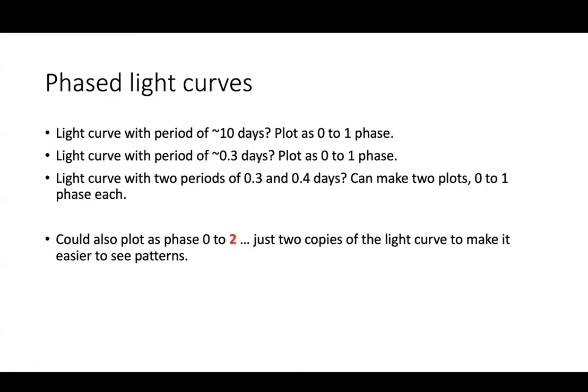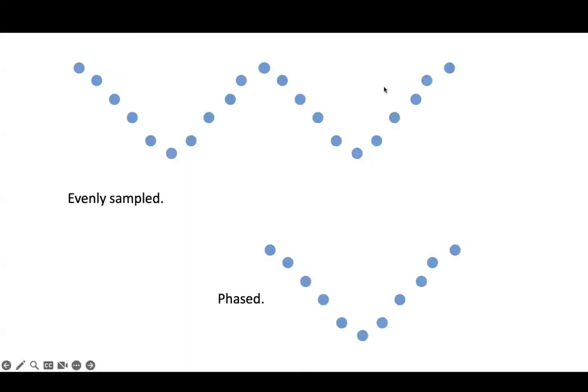So if I have a light curve with a period of 10 days, I can plot it between 0 and 1 phase. If I have a light curve with 0.3 days, I can still plot it as 0 to 1 phase. If a light curve has 2 periods, I can make 2 plots, 0 to 1 phase each. Sometimes you also see people plotting it as phase 0 to 2, which is just 2 copies of the light curve, because sometimes it makes it easier to see patterns that way. So this is an evenly sampled light curve phased up. That is an unevenly sampled light curve phased up.